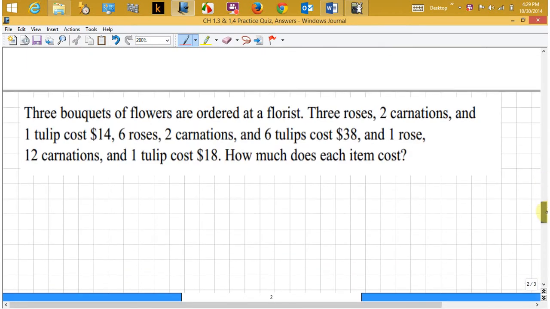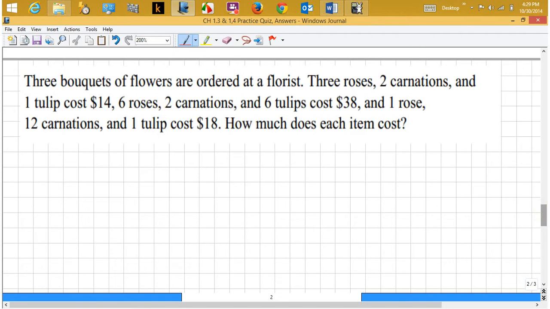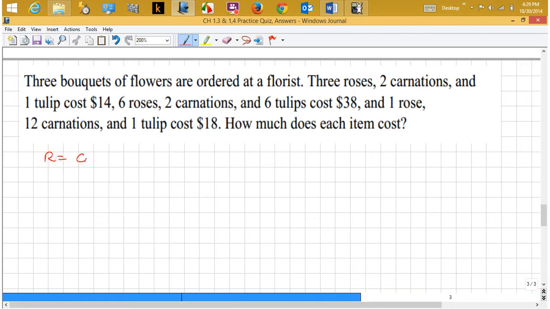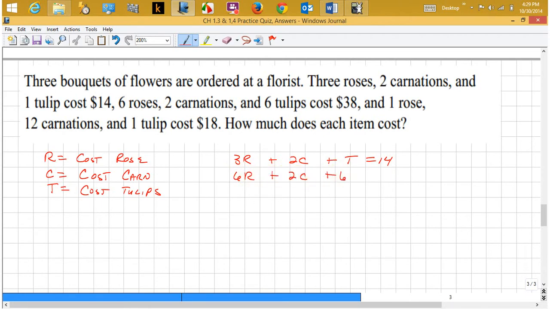Okay, so let's go ahead and work this. The first thing I need to do is write 3 equations for this. So I need to define the variables. I'm going to use R for the cost of the roses, C for the cost of the carnations, and T for the cost of the tulips. Let's write the 3 equations. 3 roses plus 2 carnations and 1 tulip is equal to $14. 6 roses plus 2 carnations plus 6 tulips is 38.